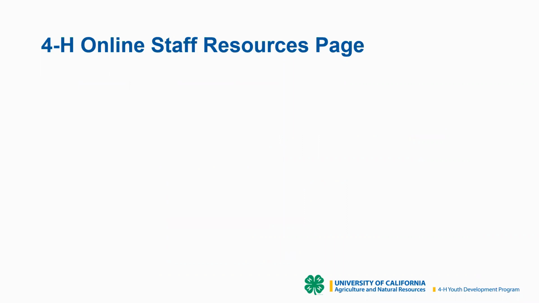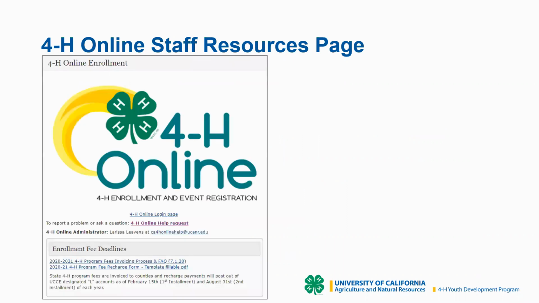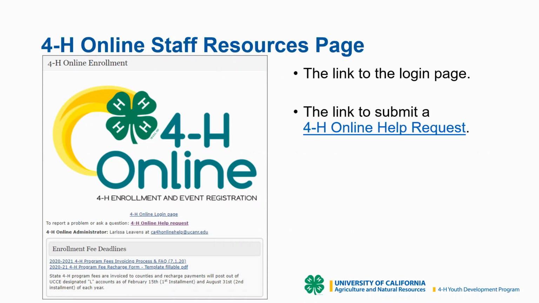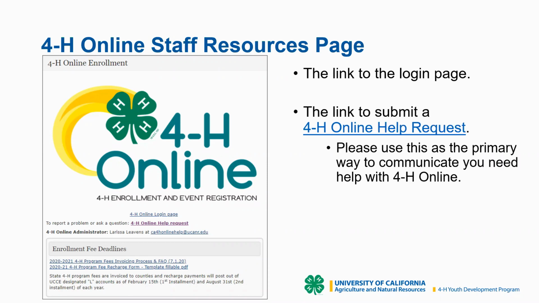On the topmost section of this page, you will find the link to log in to 4-H Online. This will be updated to the new 2.0 link when the system is open for staff use. The next item on this page is the 4-H Online help request. Please use this survey rather than directly emailing the state office. Using this survey allows us to track system problems, identify needs for help resources, and make sure requests are promptly addressed.